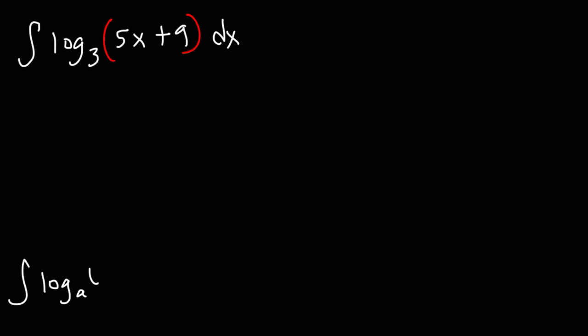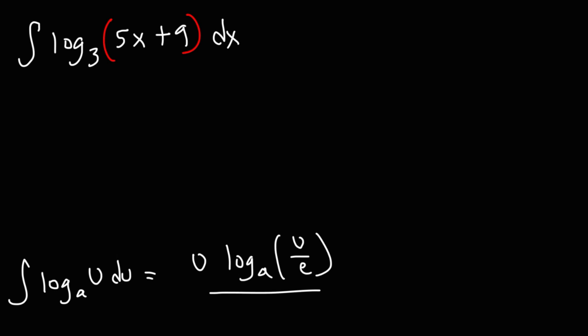Now let's work on the problem that was advertised. Log base 3 of (5x plus 9) dx. Go ahead and try this one. So let's begin with the formula. The integral of log base a of u du is equal to u times log base a of (u over e), divided by u prime. So u in this problem is 5x plus 9.